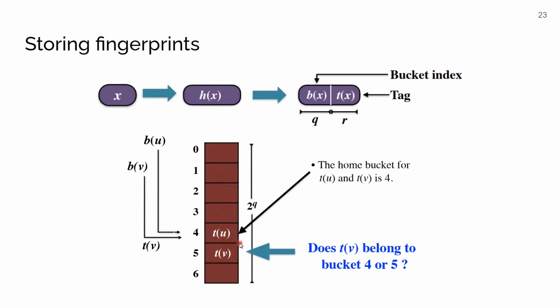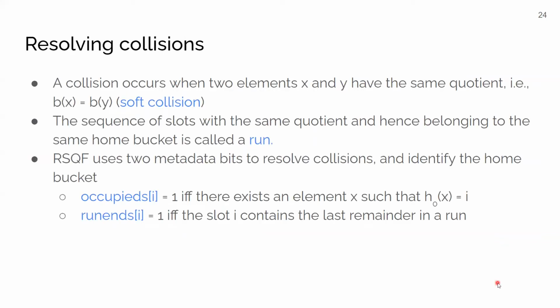And so the question arises, just by looking at a particular remainder, can we accurately tell which is its home bucket? And the answer is no, we do not have enough information to identify its correct home bucket. And this is where we need to store some additional metadata. So how do we resolve collisions?